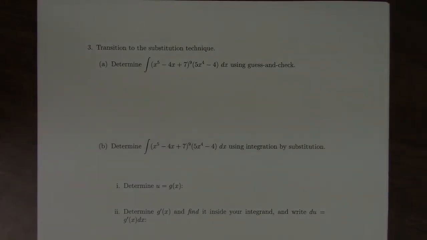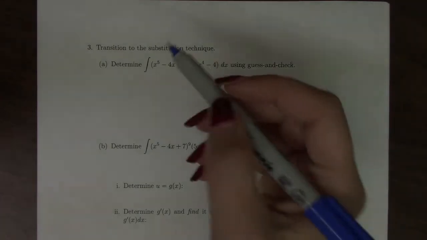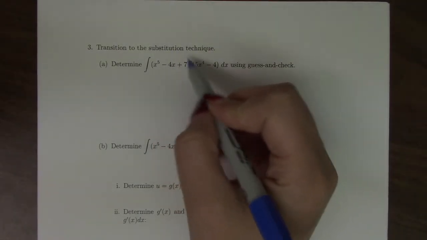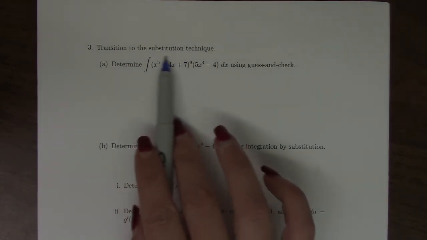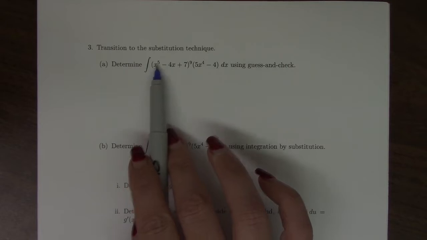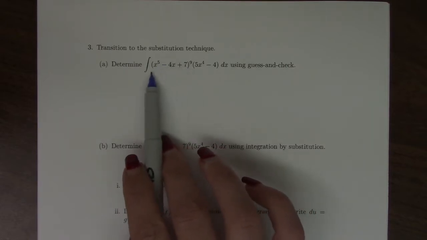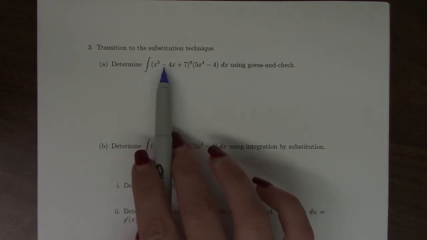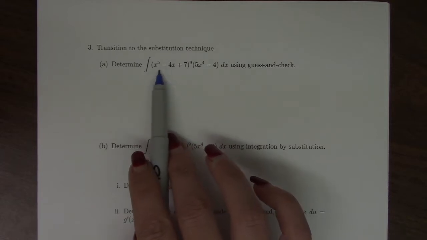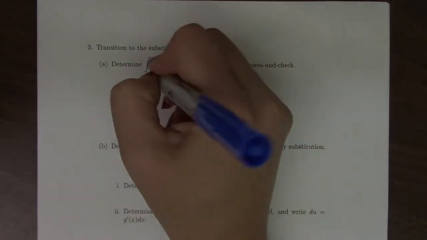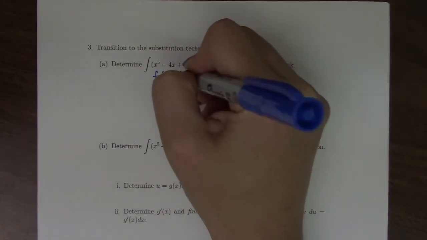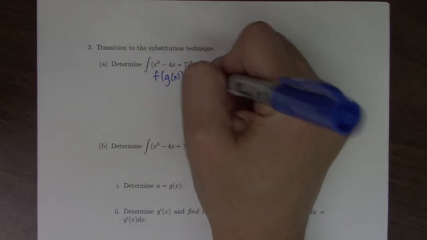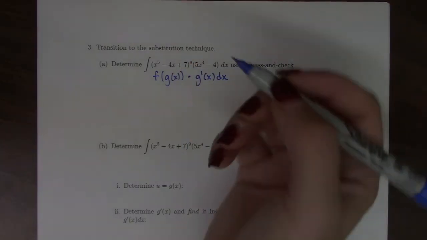So number 3 wants us to try guess and check again. If you look at the more complicated part of the function here, if I wanted to take this using substitution, or using the chain rule, well, if I took x to the 5th minus 4x plus 7, and took the derivative of this, I can see that it's 5x to the 4th minus 4. So this could be my f of g of x, and this is the derivative of the inside.